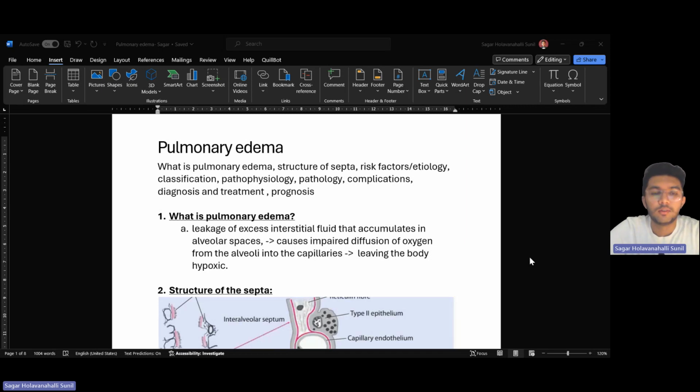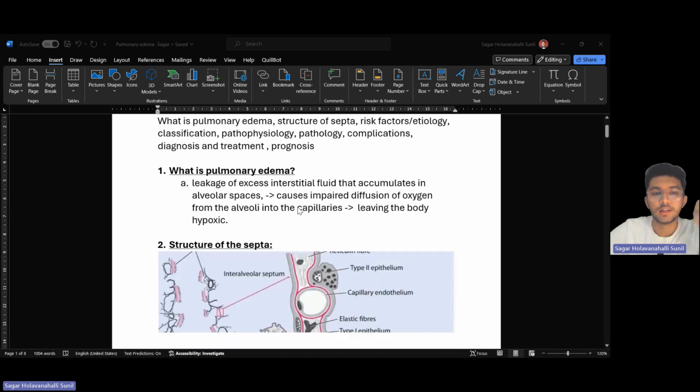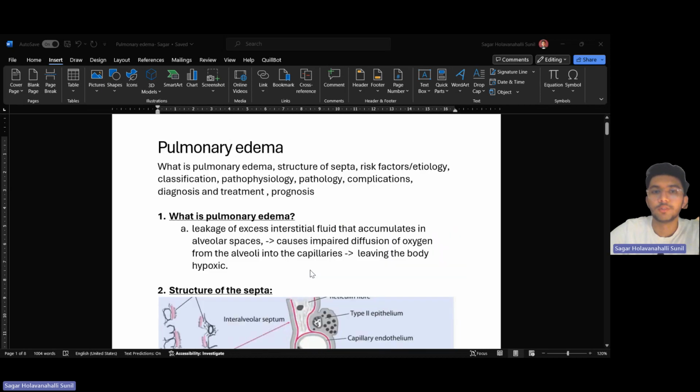So when you're talking about pulmonary edema, these are the things that we're going to cover. What is pulmonary edema, and a little bit about the structure so it'll be easy for you to understand. The third would be the risk factors and the etiology. The fourth would be classification. Then we go for pathophysiology. I think if you understand pathophysiology, it becomes easier to understand pathology over here. Complications, diagnosis and treatment, and prognosis.